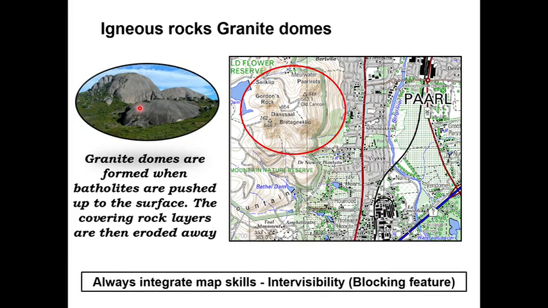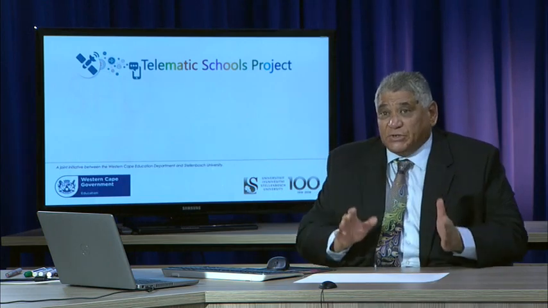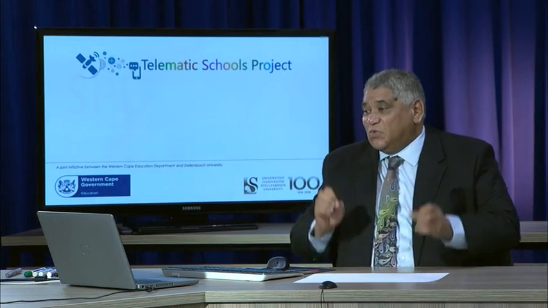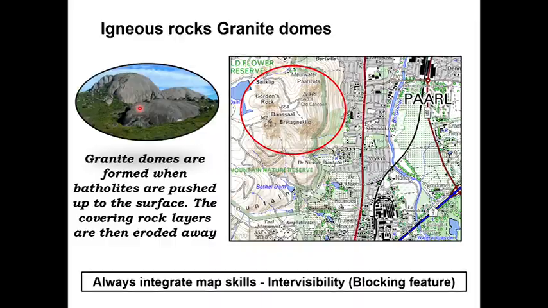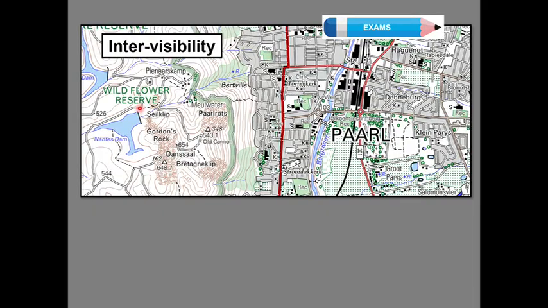Can you remember the previous map that we looked at when we did horizontal layers? We told you there that you need to always integrate your map skills. We did bearing with you there. Now we're going to do a different map skill here with igneous rocks. That is very important, and it has to do with something called intervisibility. Now, let's have a look at this.